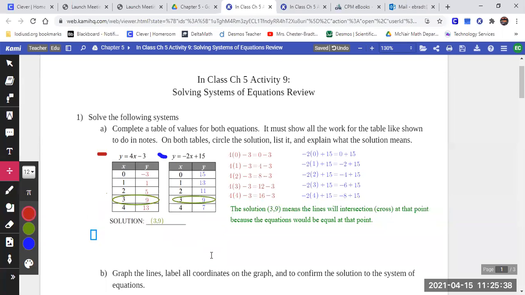No, we are not copying and pasting into the chat. So we're going to make our tables. Okay, we're going to make our tables.